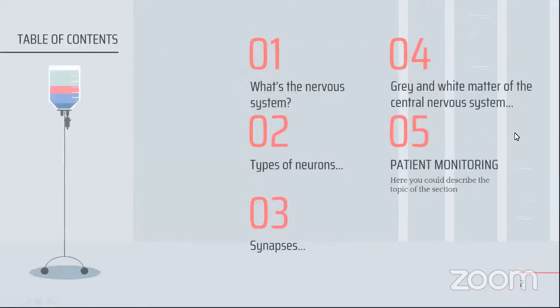So let's start with a little plan. We're going to start with talking about what the nervous system is, the types of neurons, synapses, and the gray matter of the central nervous system. Plus, we're going to talk about some anatomy basics. So let's start with what the nervous system is.